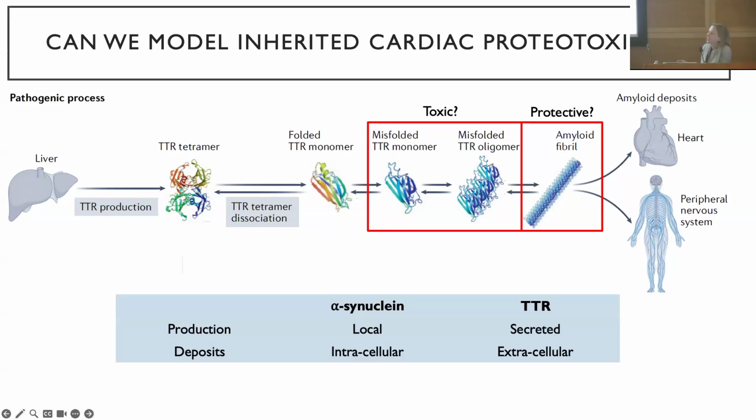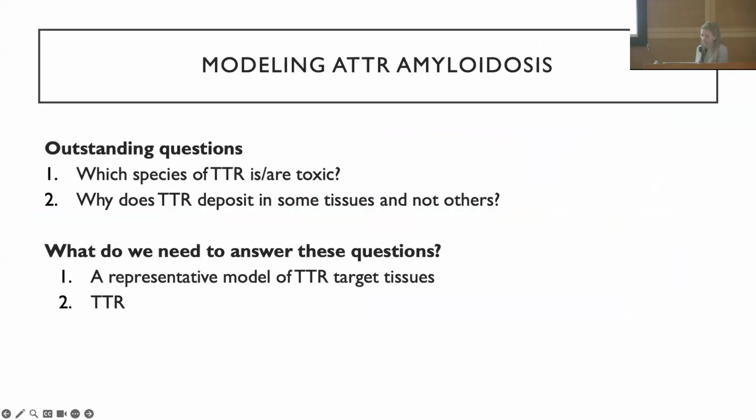So alpha-synuclein is produced within the cells in which it is toxic. So it doesn't have to go anywhere, although it can, we think, leave the cell and go to other cells and spread pathology. Whereas TTR is produced in a remote organ and secreted. And so when designing a cell-based model, you have to think about how you're going to mimic that. The other thing is that alpha-synuclein is deposited inside the cell, which is infinitely easier to model than TTR, which is deposited outside the cell. So these were things that we were thinking about.